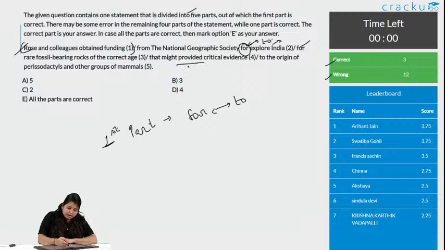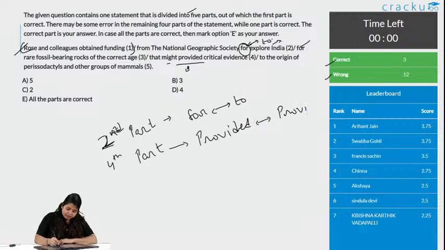So, it should be that might provide rather than provided, as might and provided, exactly, it should be provide. So, in the fourth part we are getting provided, to provide, that might provide critical evidences to the origin of perisodactyl and other groups of mammal.